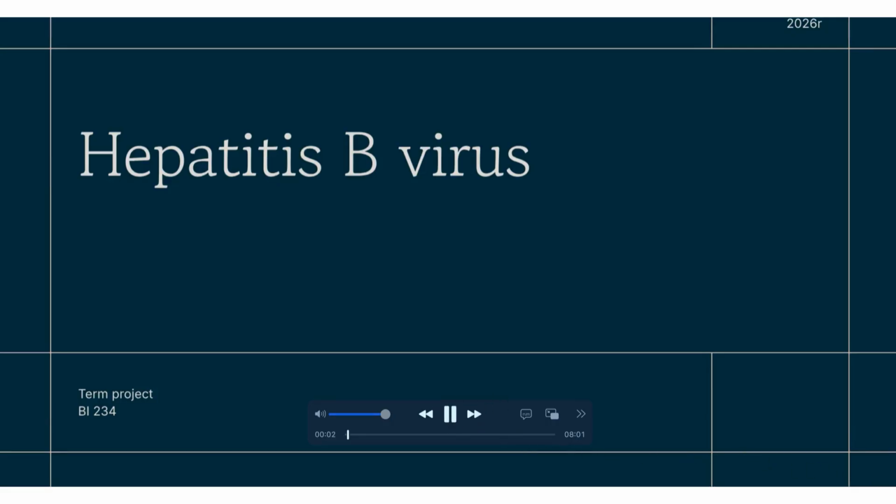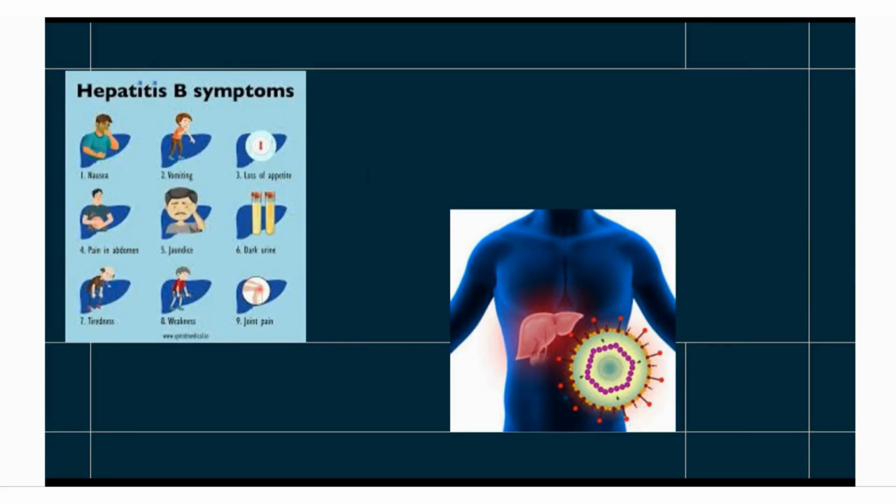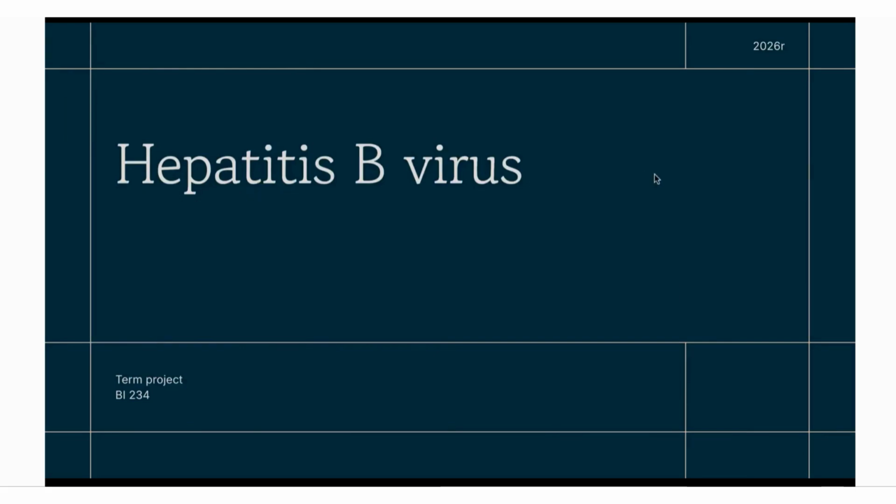Hello everyone, this is my presentation on the hepatitis B virus. The hepatitis B virus is an infectious disease that can cause acute or chronic hepatitis, and it can also increase the risk of other liver diseases in individuals.